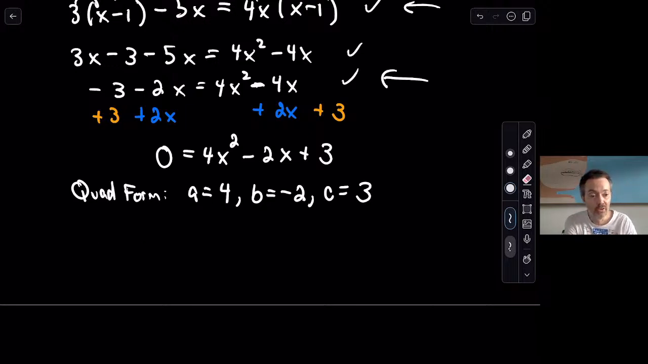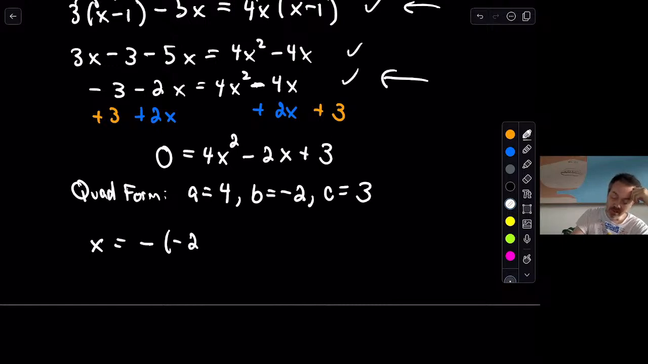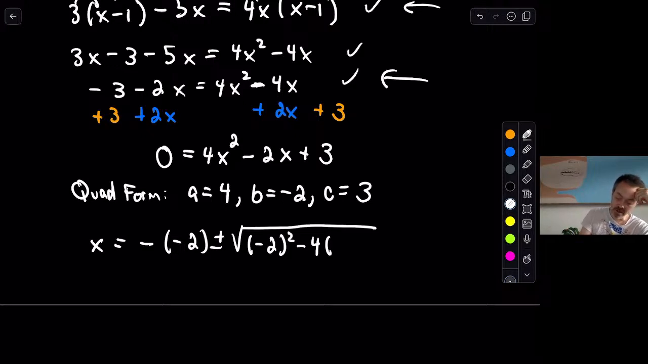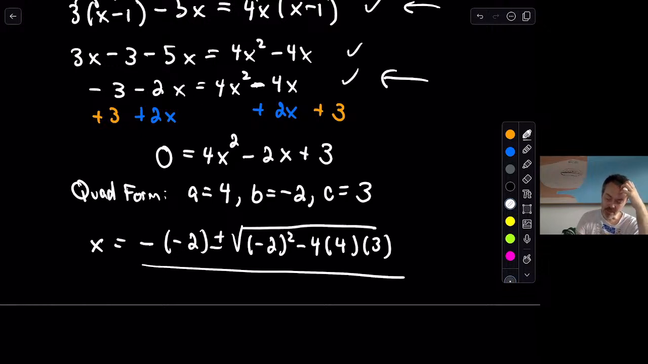Okay, so you said since the leading coefficient is not 1, use the formula. I agree with you. That's what I would do. And if I remember correctly, this one doesn't even factor. So you would have x equals negative b plus or minus the square root of b squared minus 4 times a times c. Did I do something wrong? Because this is going to say no solutions. So check my arithmetic here.